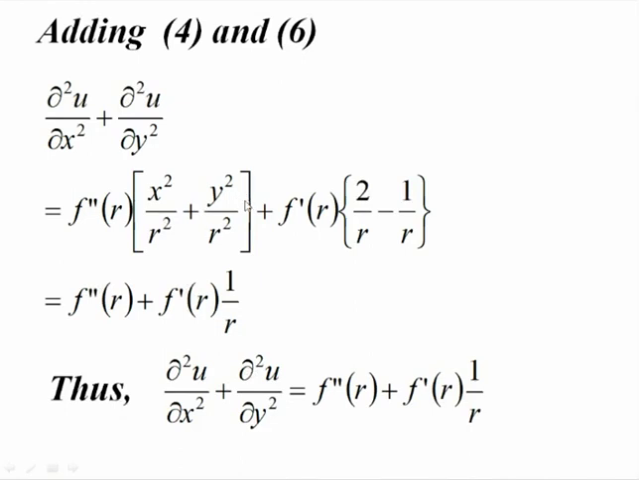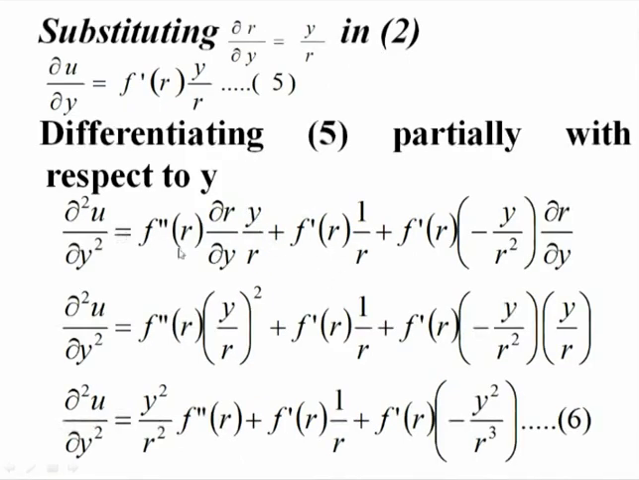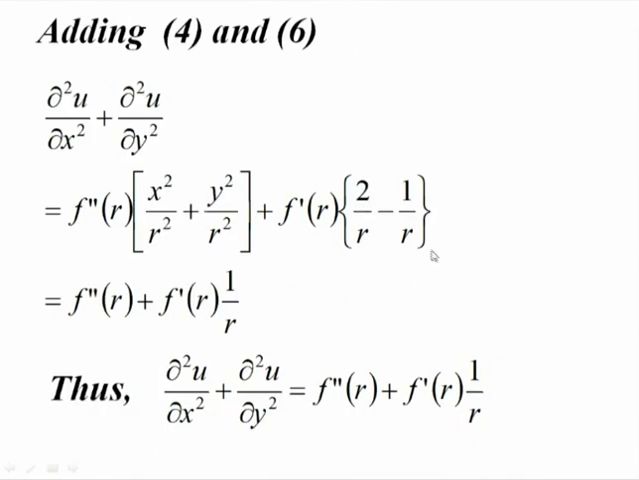Okay, now in case of del square u by del x square, f dash r into 1 upon r, and del square u by del y square also has 1 upon r, and ultimately we get f dash r as 2 by r minus 1 by r. So del square u by del x square plus del square u by del y square is equal to f double dash r plus f dash r into 1 upon r. So we proved this.